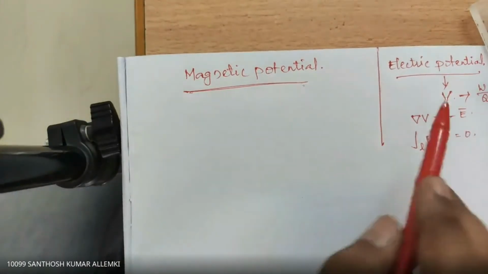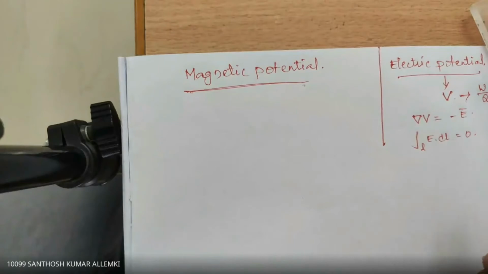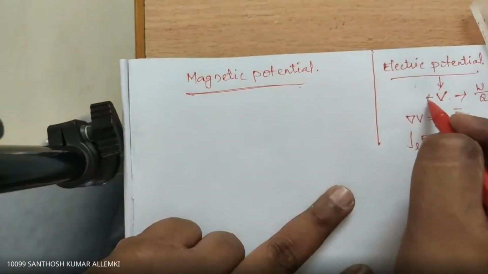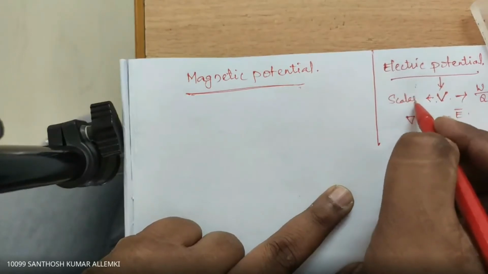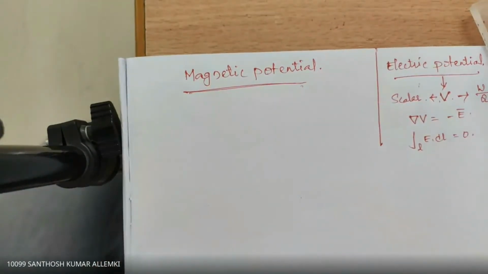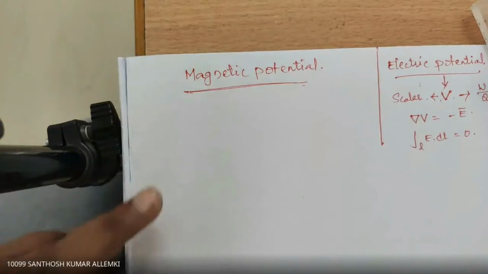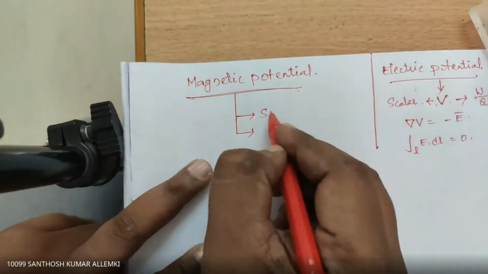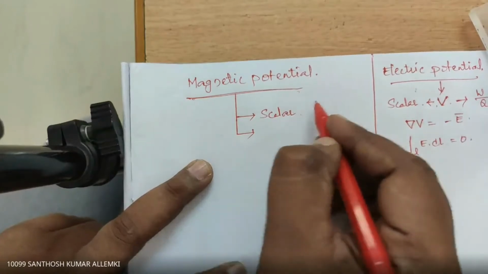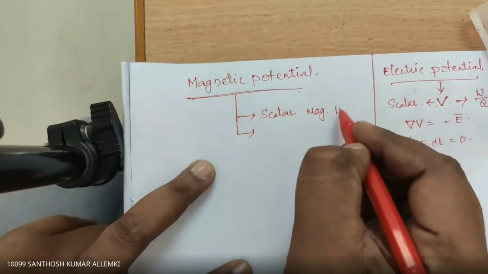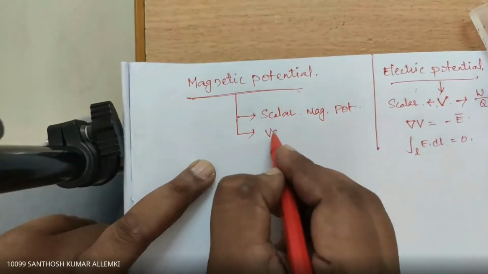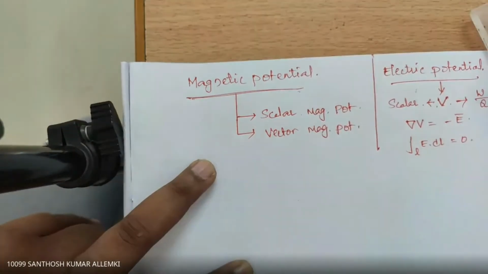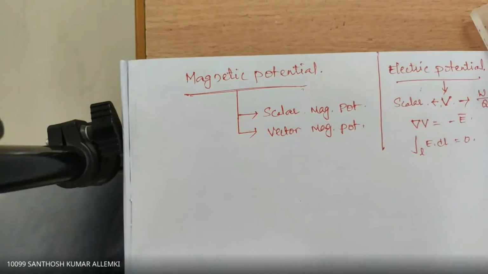Now magnetic potential is also the same as the electric potential, and the difference is that in the electric potential, this V is a scalar quantity. Remember, V is a scalar quantity. In magnetic potential, we have two types of potential: scalar magnetic potential and vector magnetic potential.